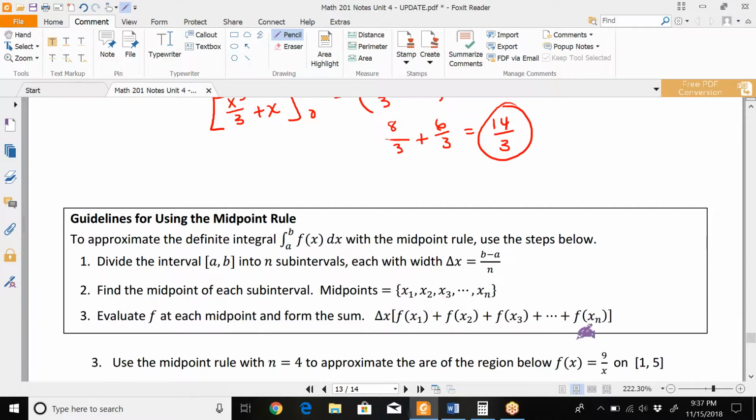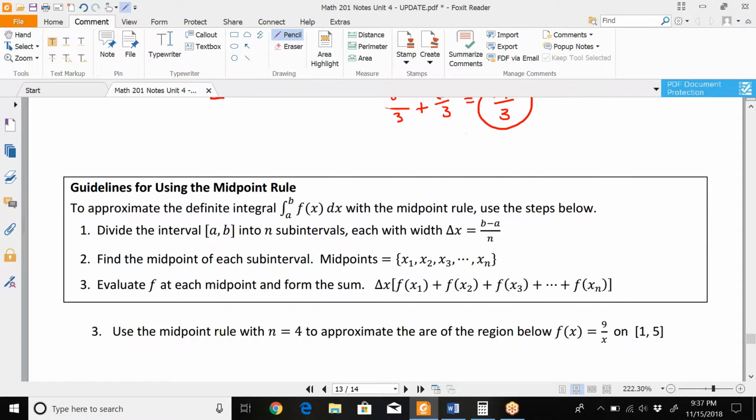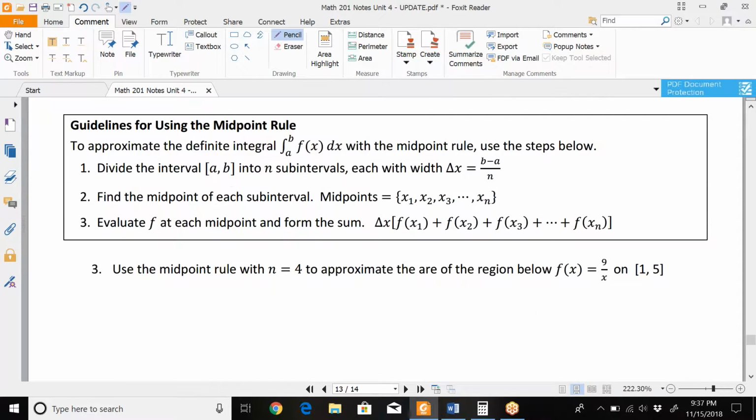And then this is a little bit different. So here's what they do. They take that width of each rectangle, because it's always the same, and you just go ahead and do all your evaluations and add them together and times it by the width at the very end. So instead of doing length times width, length times width, length times width, length times width, you add all of the lengths together and then times it by the width, because it's the same width every single time. So let's do another one.